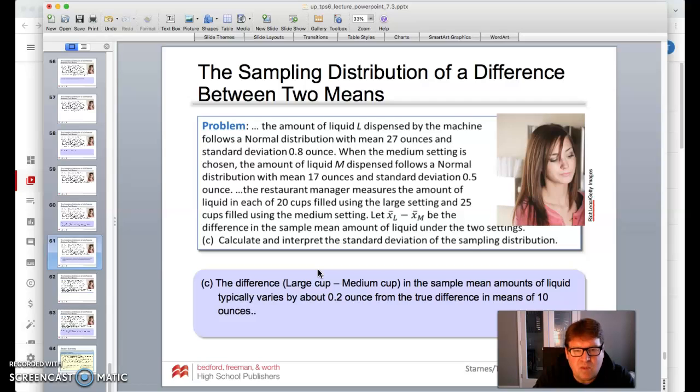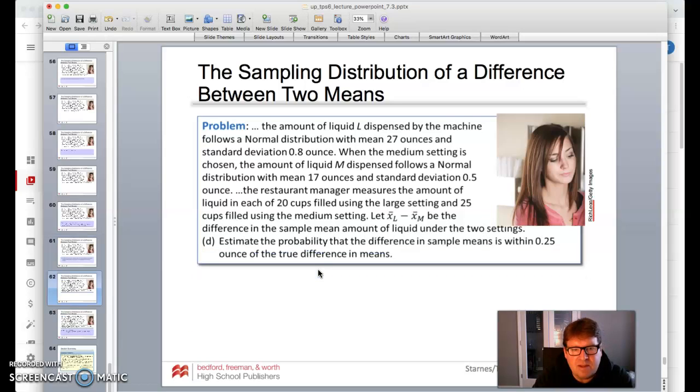All right, so basically what we're going to say here is that the difference between a large cup and a medium cup in the sample mean amounts of liquid typically varies by about 0.2 ounces from the true difference in means of 10 ounces. Okay, so there's a good little problem for us, kind of setting it all together.